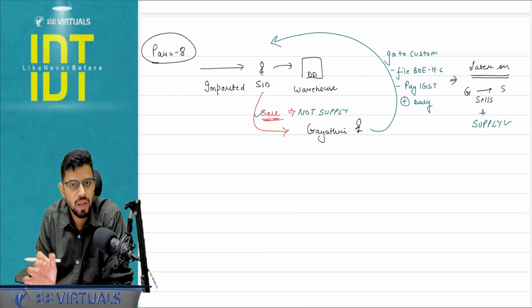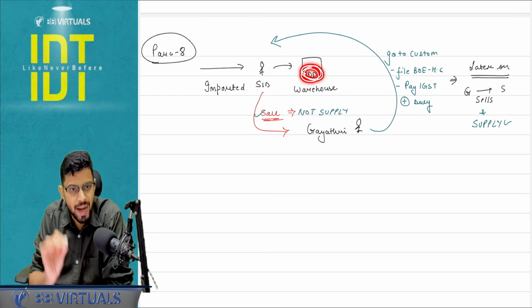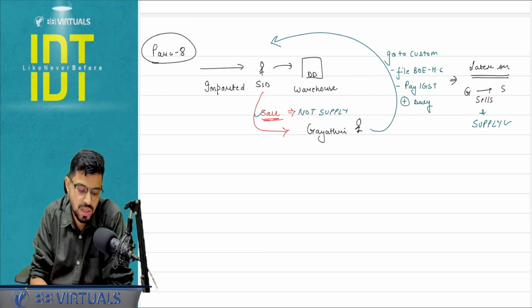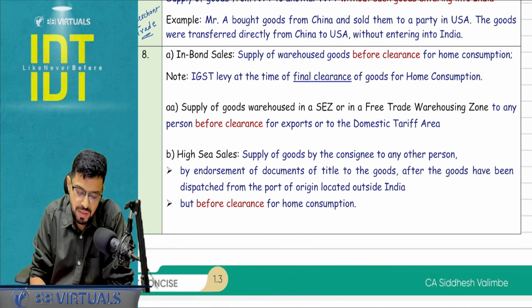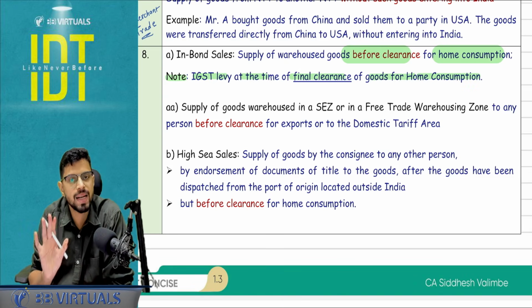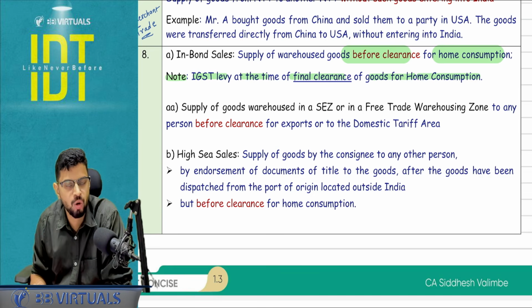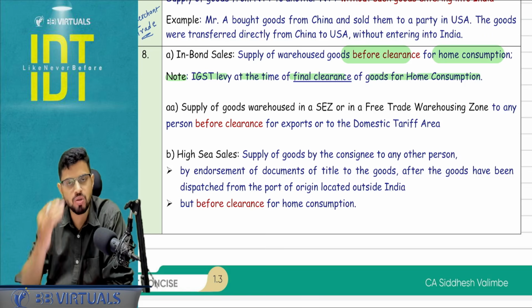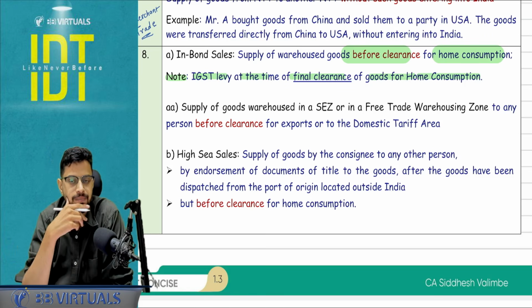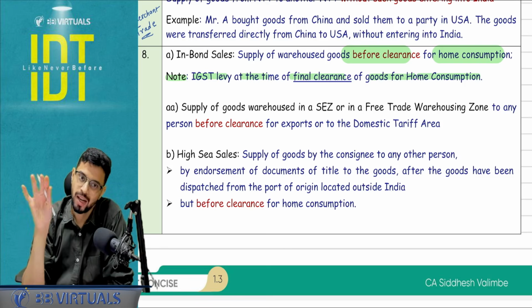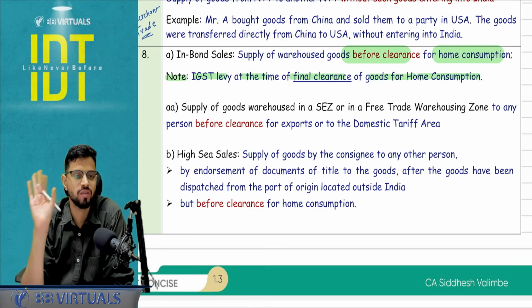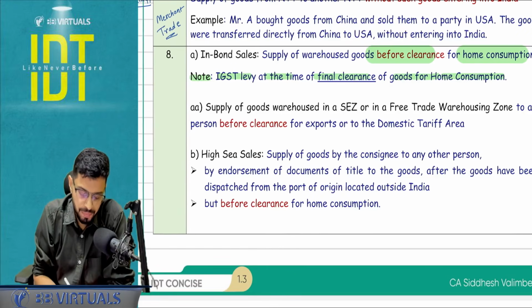Why in bond? Because these are bonded goods. I told you I have to sign a bond when I put them into the warehouse. So this is an in bond sale, that is, supply of warehouse goods before clearance for home consumption. Note, IGST levy at the time of final clearance will happen, whosoever is clearing it. So Gayatri will finally clear the goods for home consumption, means she wants to take it outside the warehouse, so she will have to pay the GST, IGST, that is of import. And later on she sells the goods to me, normal GST under CGST, SGST or whatever the IGST is there. This is of import.